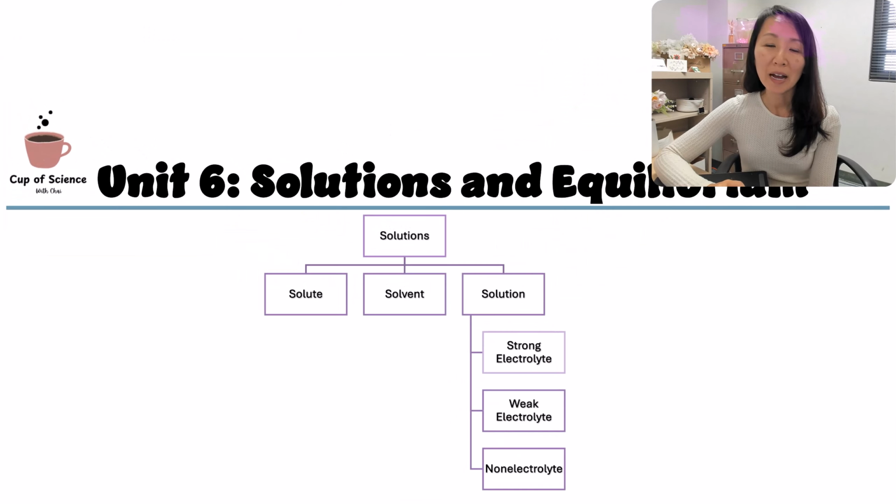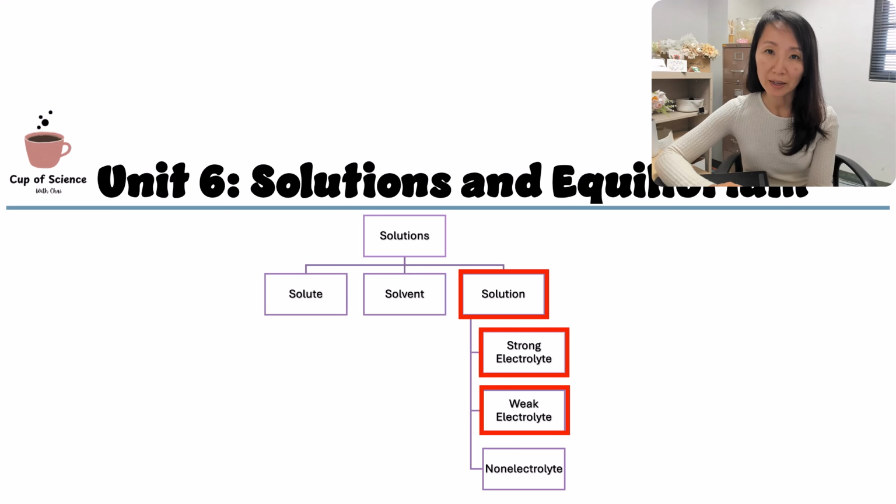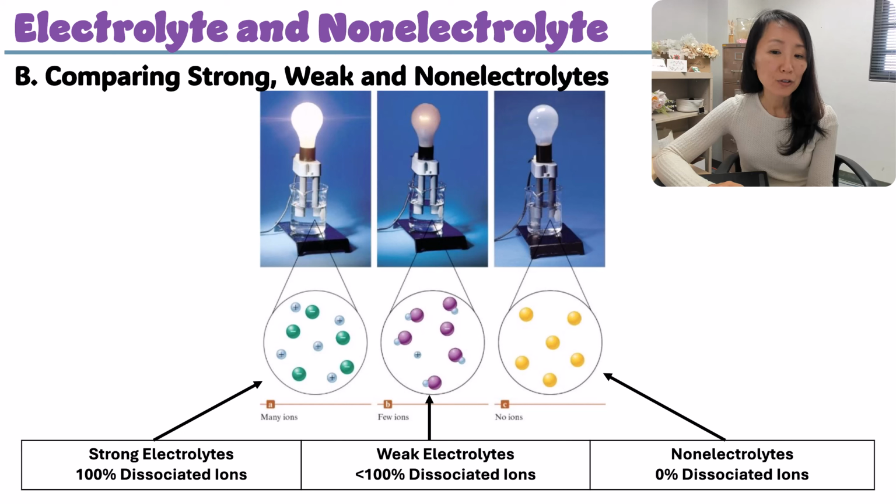In this unit, we have categorized the topic of solution into three: solute, solvent, and solution. In solution, there are three categories that we will look closely into: strong electrolyte, weak electrolyte, and non-electrolyte. In this particular video, we will focus on the topic of solution, mainly the strong and the weak electrolyte. So let's begin. Let's compare the strong, weak, and the non-electrolytes to review.